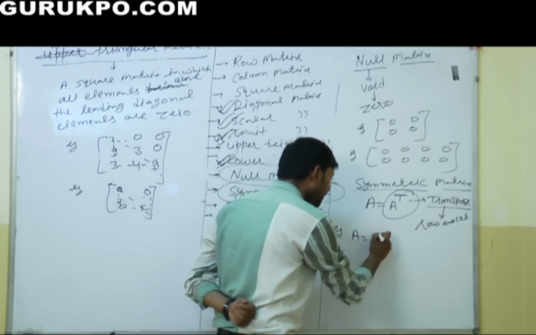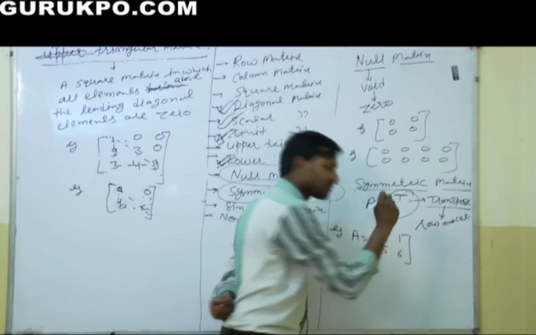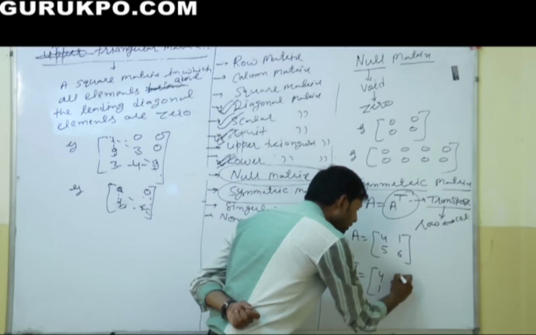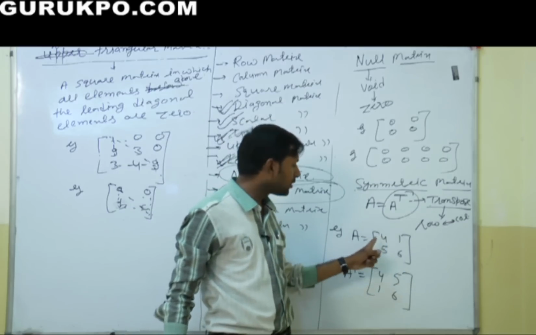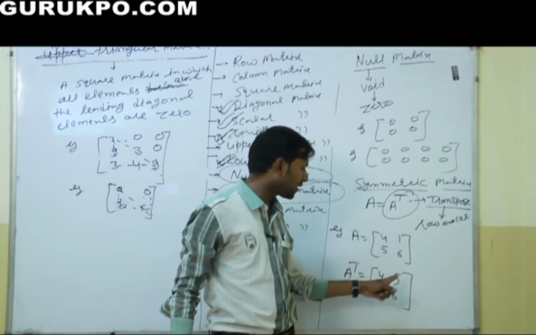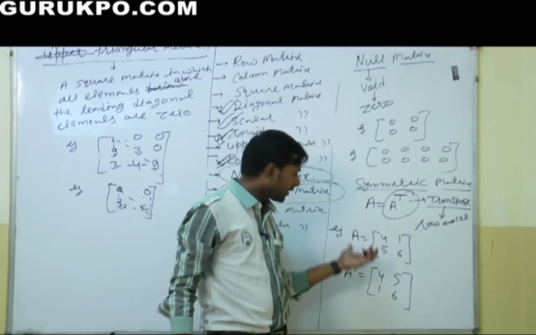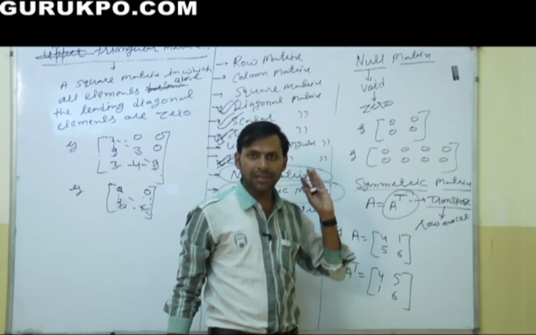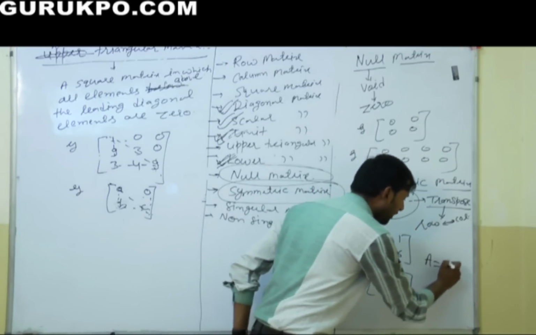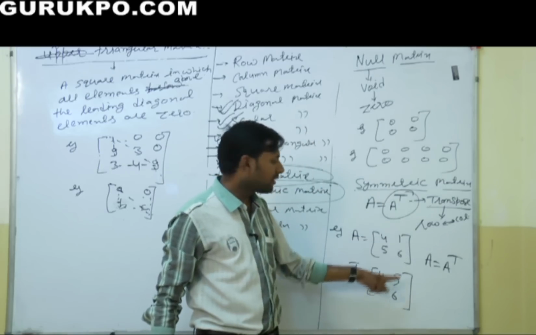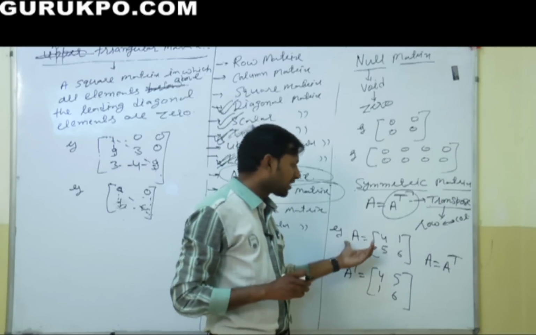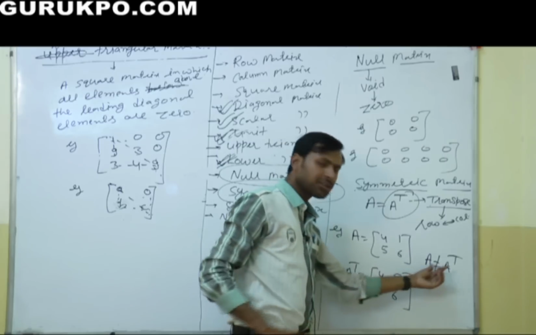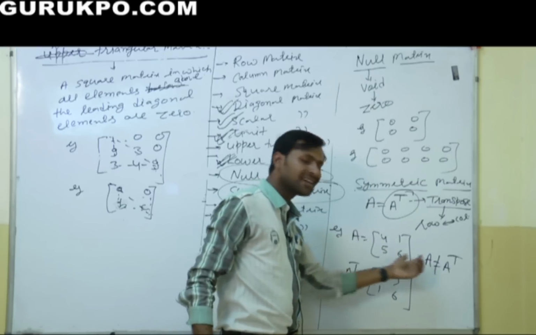How? Like A is 4, 1, 5, 6. I want to take its transpose matrix. So A transpose is 4, 5, 1, 6. We change row into column. Row 1, 4, 1, becomes column 1. Row second, 5, 6, becomes column second. Here is the matrix A and its transpose. If both matrices are equal, then it is a symmetric matrix, otherwise not. Here A is not equal to A transpose. How? 4, 4 same, but here is 1, here is 5. So both matrices are not equal, and if not equal, then it is not a symmetric matrix.